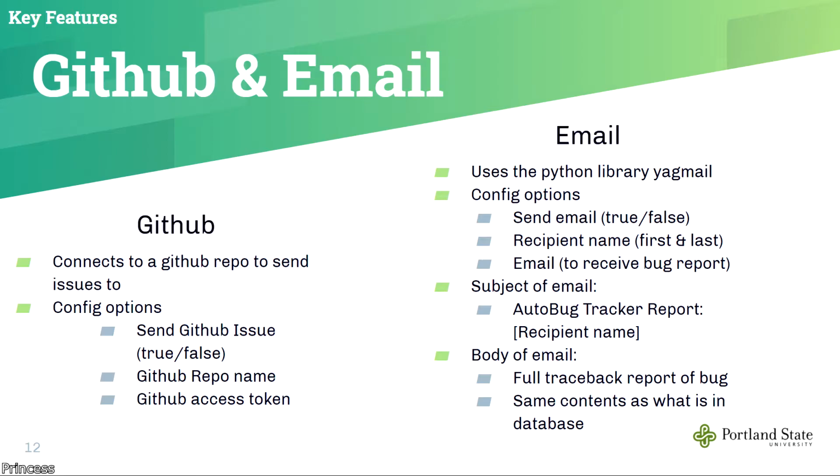You can have a GitHub issue be sent to a repo of your choice by supplying the repo name and your access token, and setting the Send to GitHub option to True in the configuration file. You also have the option of receiving an email that details the bug report by setting the Send email option in the configuration file to True and supplying it with an email.